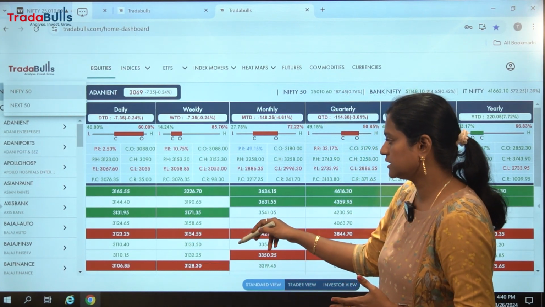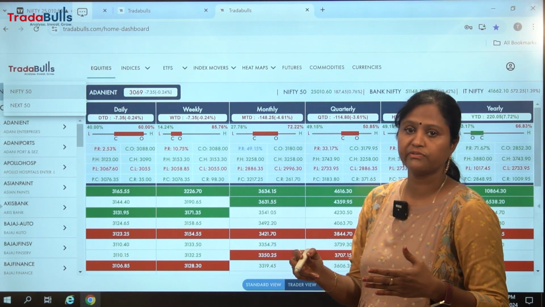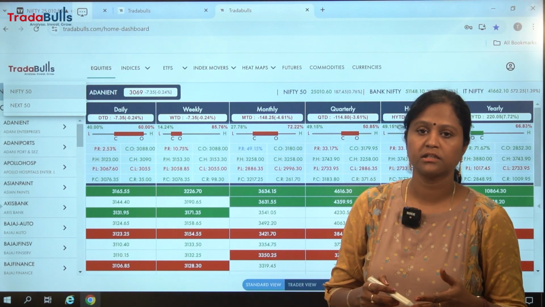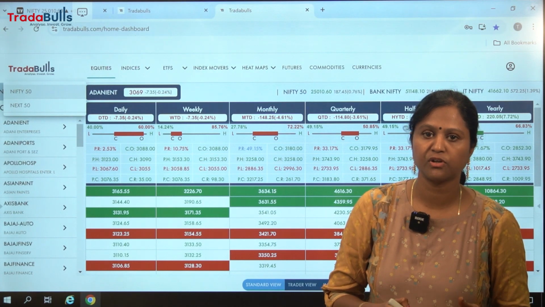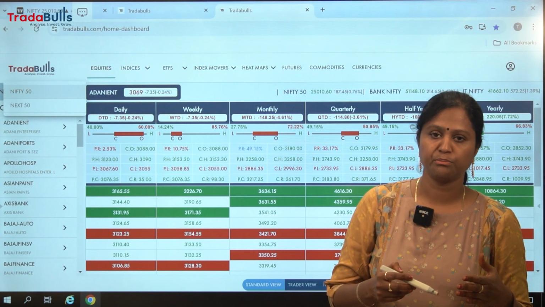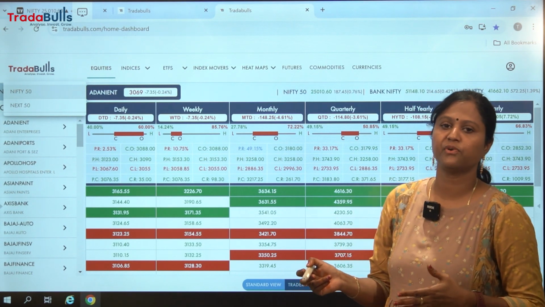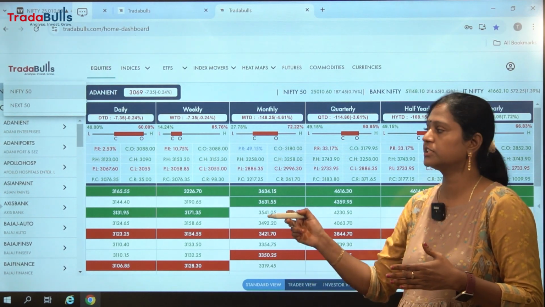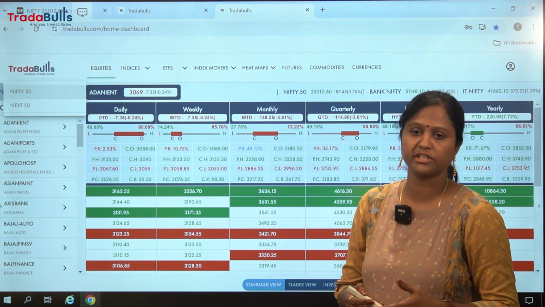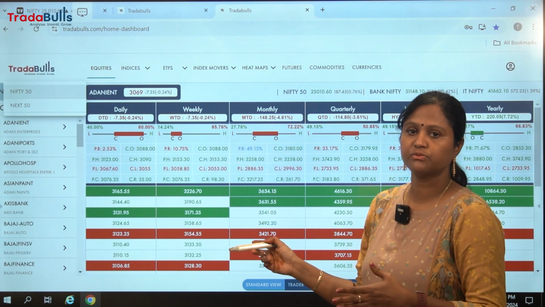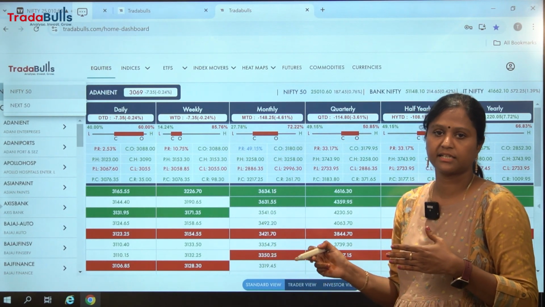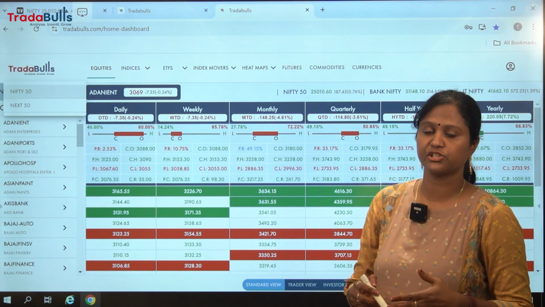Now if you see here, these are the data points. We have 25 data points, which are a combination of Camarilla standard, Fibonacci and CPR. These 25 data points with 6 time frames give you 150 data points. On the basis of these data points, you can do an analysis and take a decision accordingly.